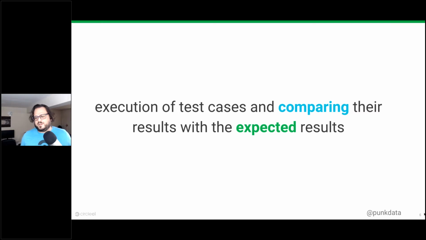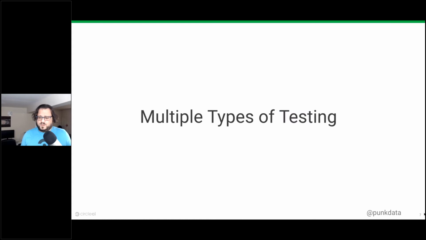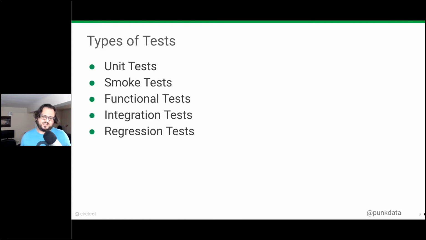Obviously, testing just validates test cases, and test cases are things that we are comparing. We're expecting a certain result, and then we verify that the execution of our code is producing those expected results. So we're just doing comparisons. That's all testing is, comparing things with the expected results. And there are multiple types of testing, and here's a list of them.